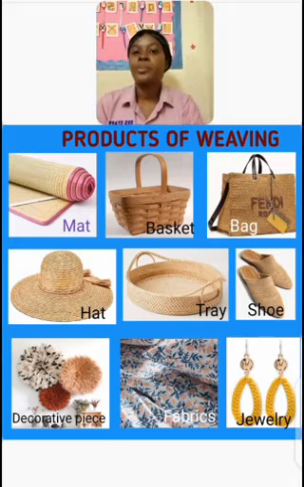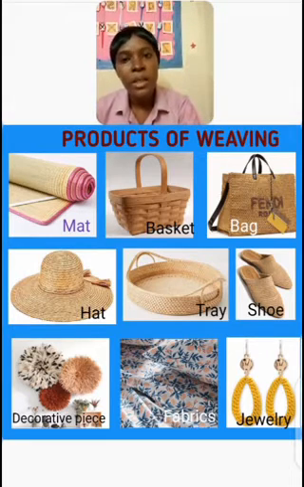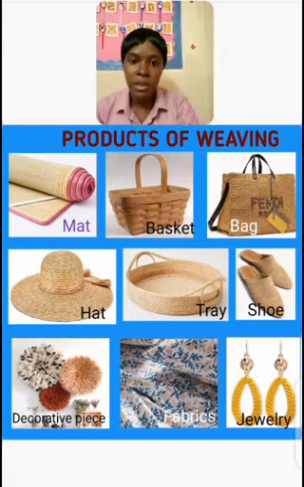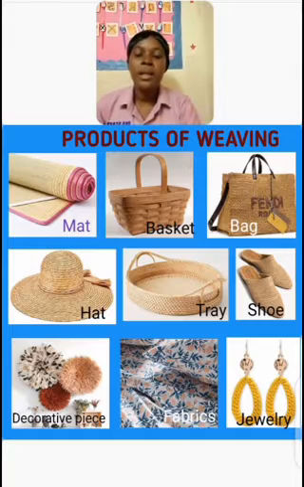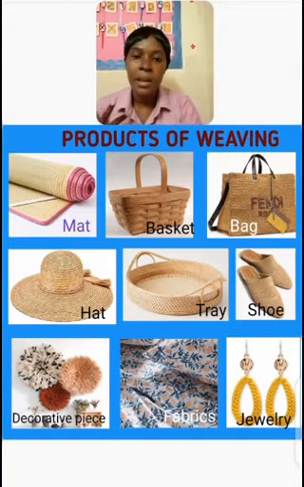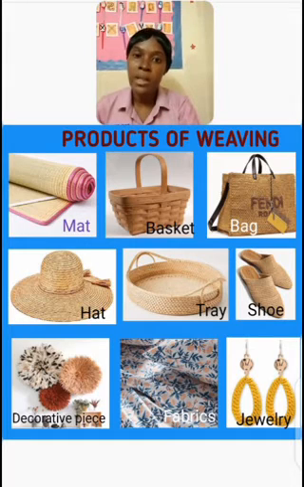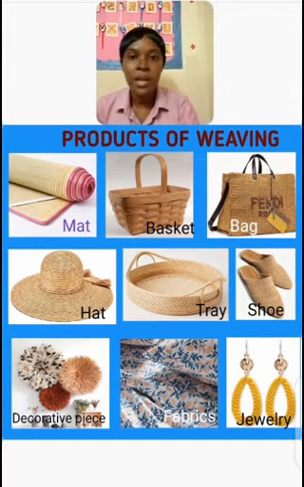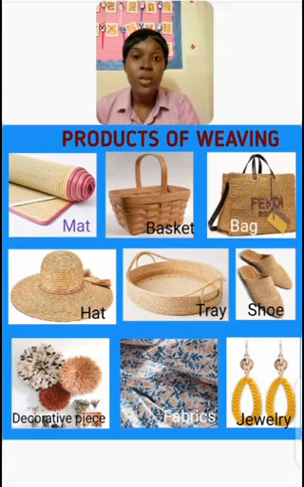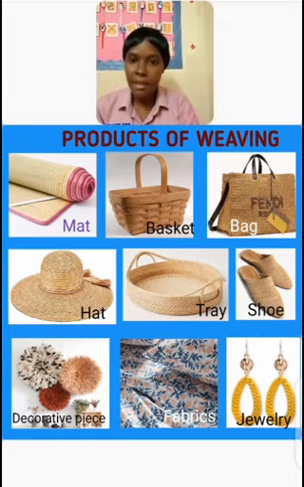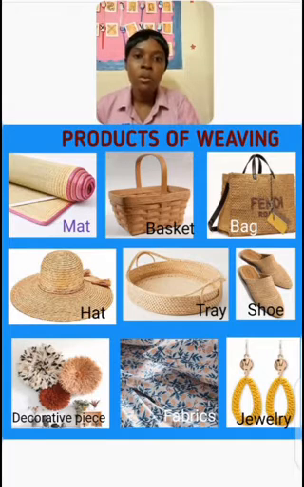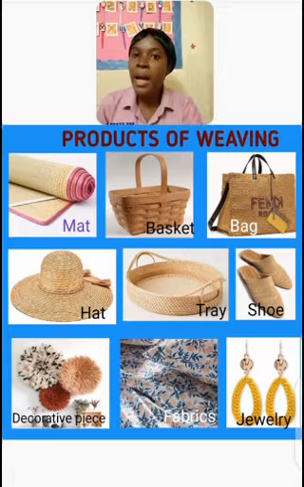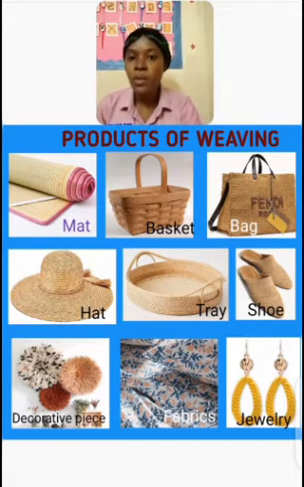Okay, so the first one here we have is a mat. I know we are all familiar with this type of mat. So a mat can be woven. The next one after the mat is a basket. You can weave a basket. I know we are all familiar with this rattan basket that is used especially during Christmas periods, that is used to carry hampers. Are we familiar with that? Yes, that type of basket. So it's made with rattan. It's usually woven. The next is a bag. Bags can also be woven.